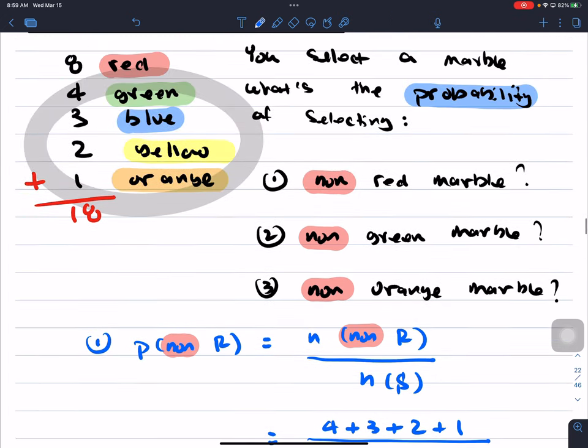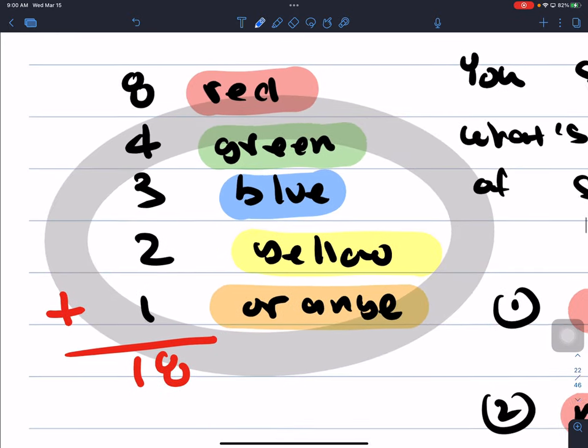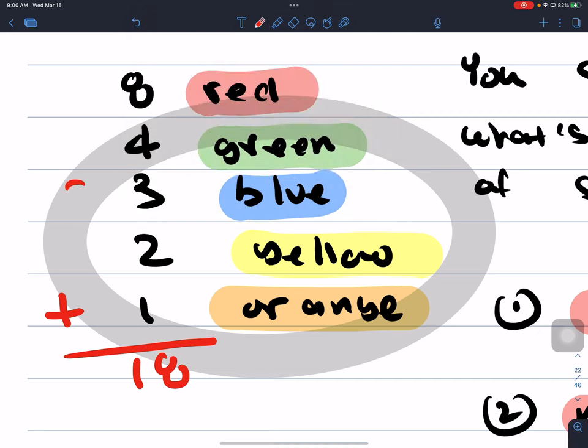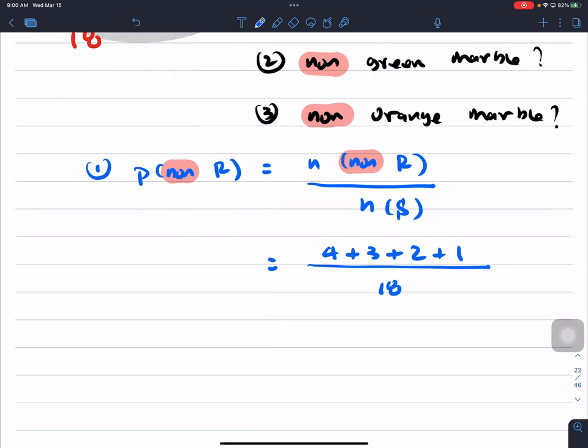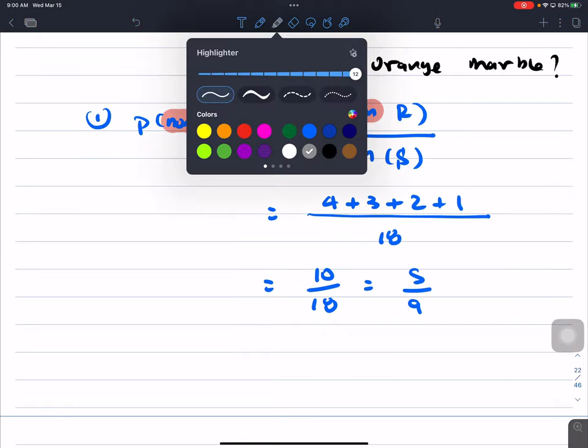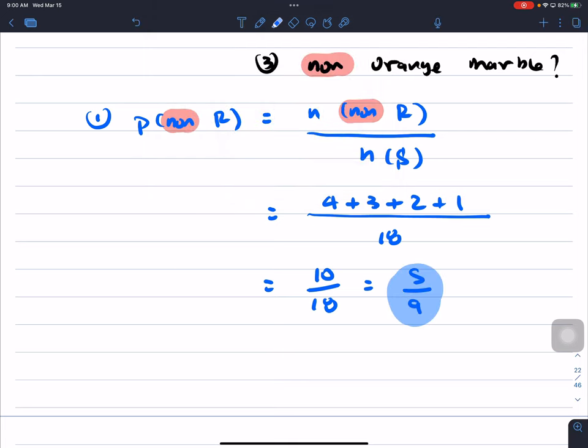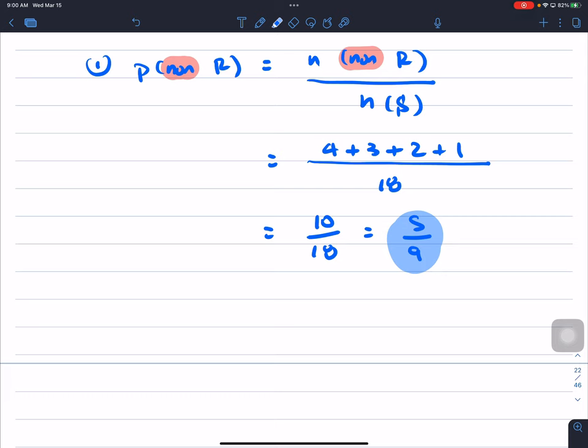Okay, because green is not red. Is that true? So I want to remark that all of these marbles here are non-red. Green's not red, blue's not red, yellow's not red, orange is not red. Is that true? So how many marbles are not red? What's 4 + 3 + 2? 9, and then +1 is 10. Is that right? So there's 10 marbles that are not red, out of how many marbles? 10 out of 18, what does that reduce to? 5/9. All right, you guys okay with that? Is that easy peasy? Easy peasy lemon squeezy, 5/9?